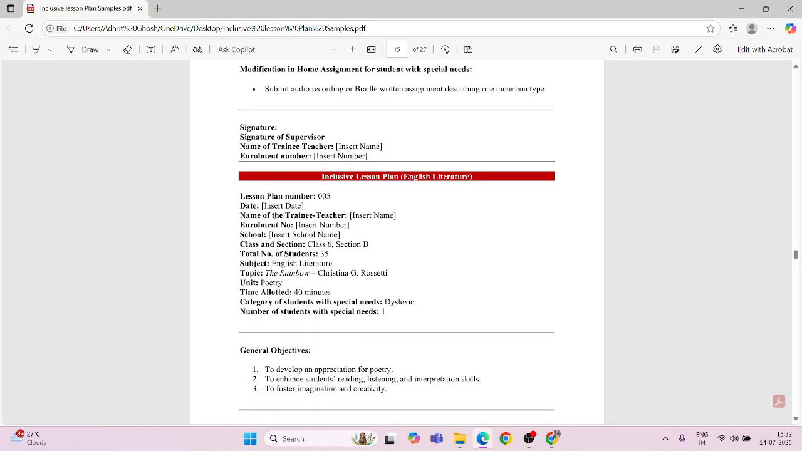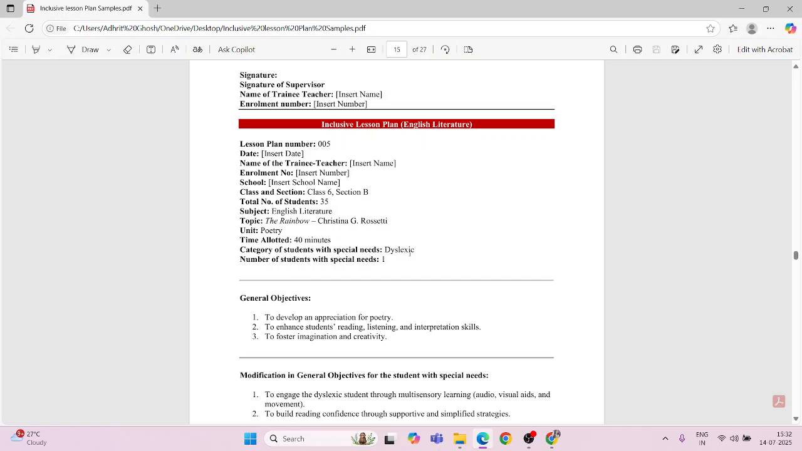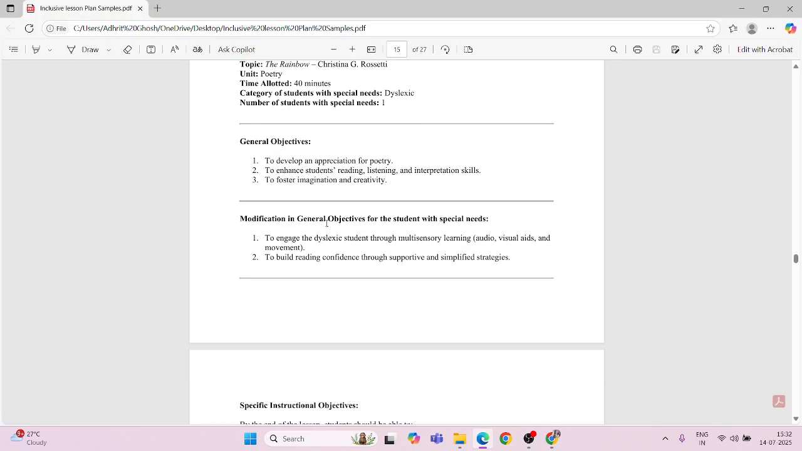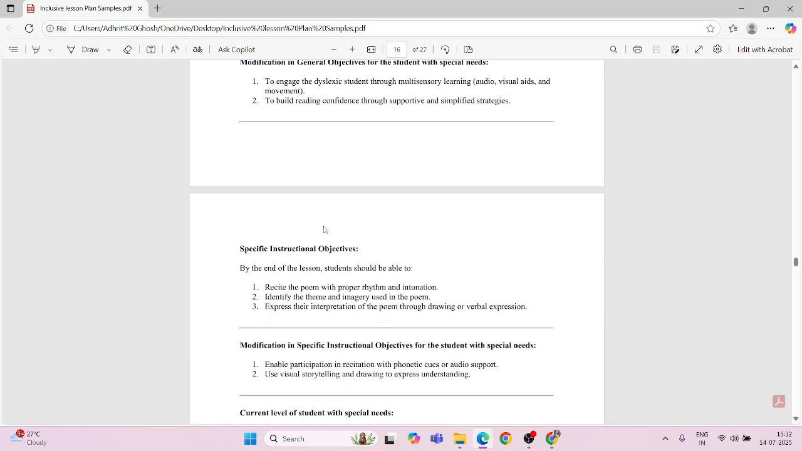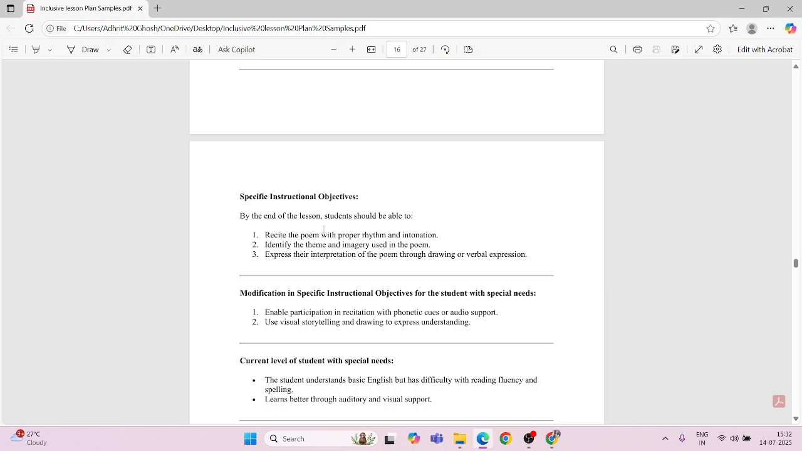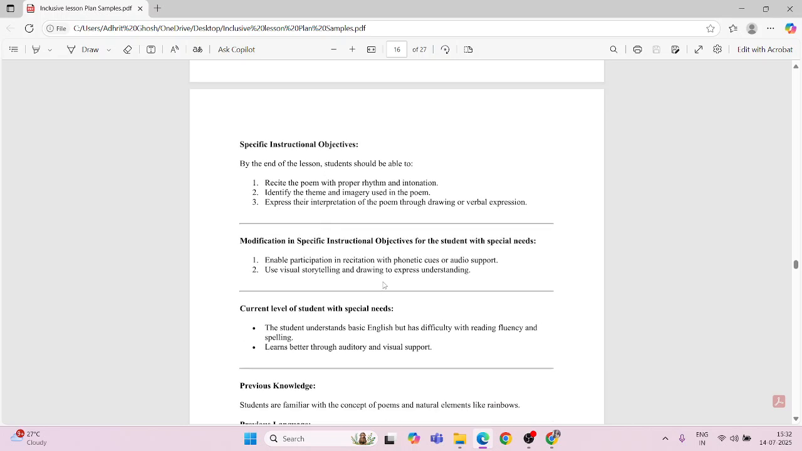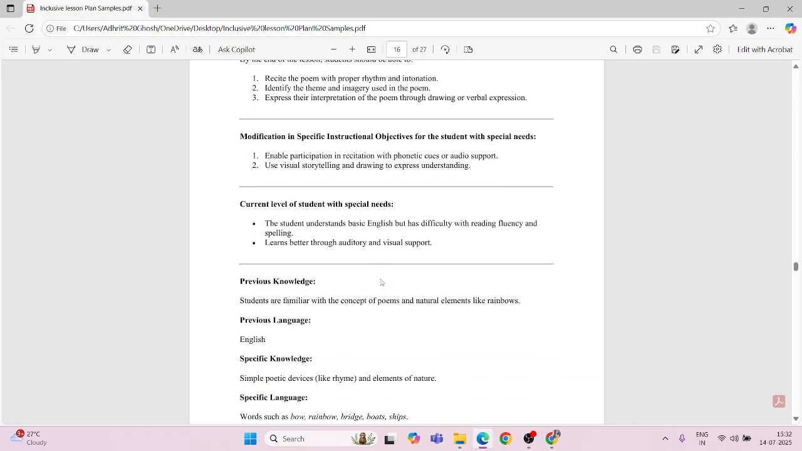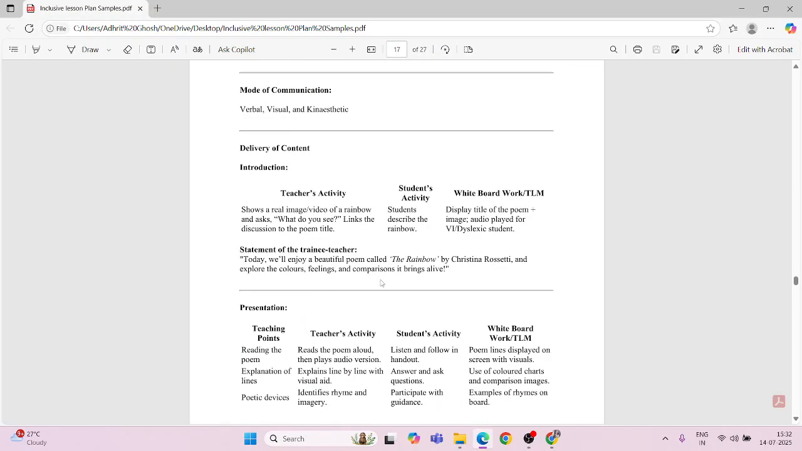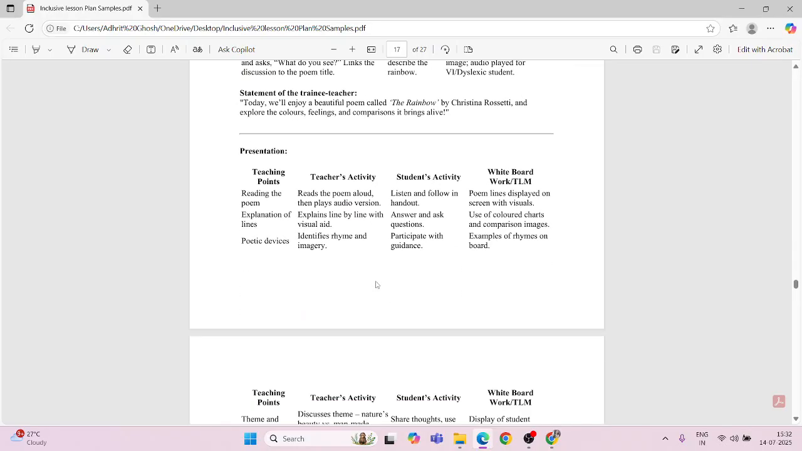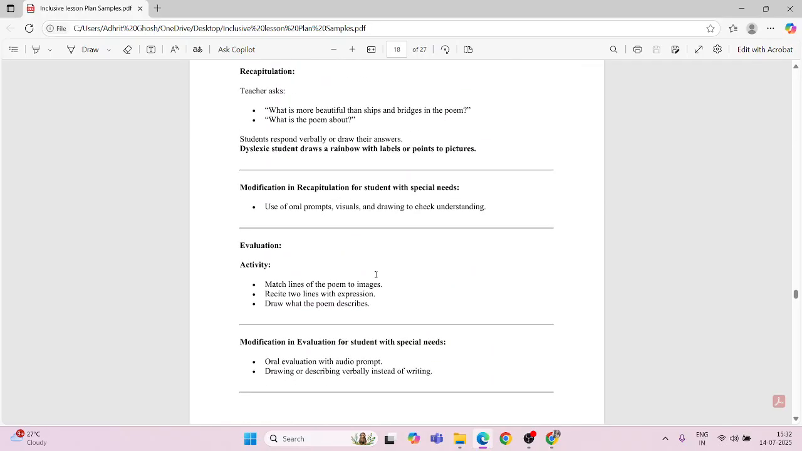This is a chapter in English literature, and the name of the chapter is the poem by C.G. Rossetti, The Rainbow. And here, the special needs child is a dyslexic child. So the child is having maybe some reading problems. So the child has to be given multisensory learning, and as you see, specific phonetic cues need to be given, visual storytelling, all these things need to be done. So this is another example of a lesson plan which is for a dyslexic child.